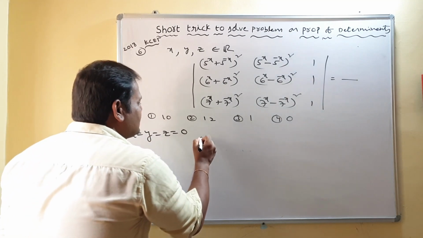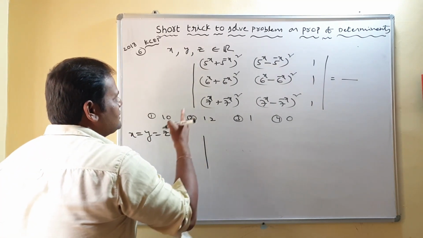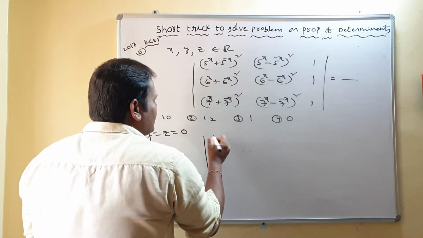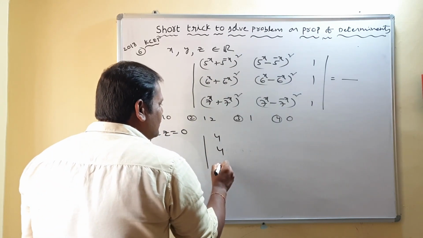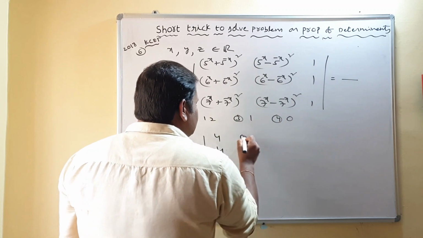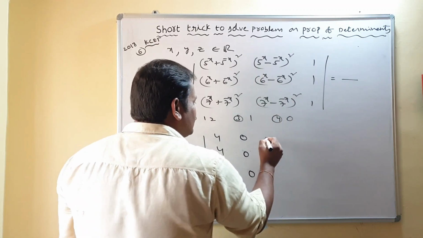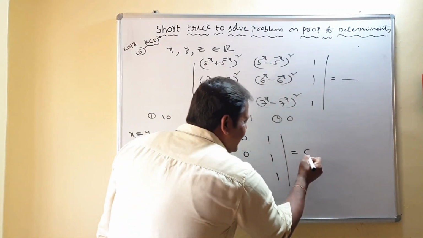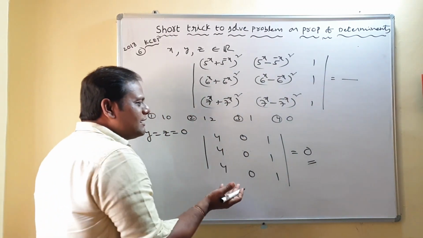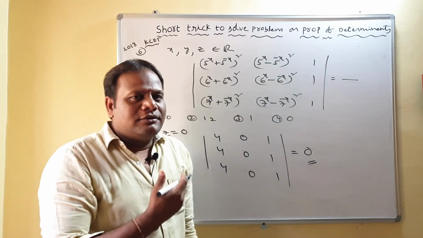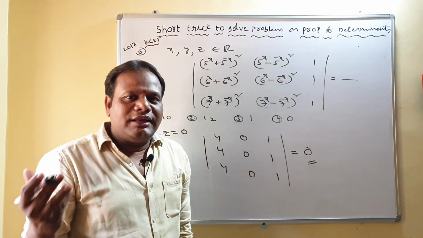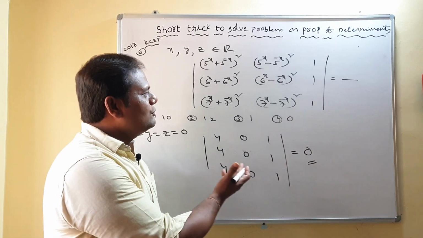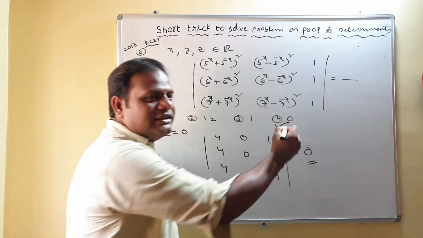So here what happens, you see x equal to y equal to z equal to 0. So it is 1, this is 1, so 1 plus 1 whole square. So it is 4 and 4 and 4. Coming to this, 0, 0, 0. Enough, we got the answer. So what is the answer? Can you guess? Yes, exactly. The answer is 0. Why? Because in a determinant, if any one row is a 0 row or any one column is a 0 column, that determinant value is 0. So the answer to this question is 0.